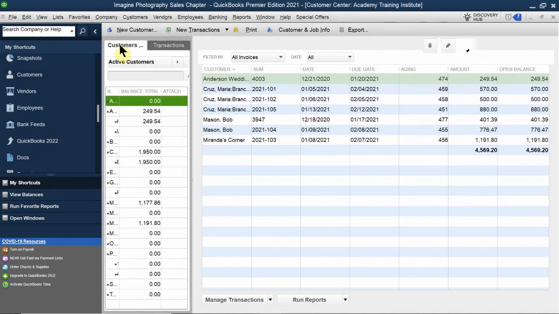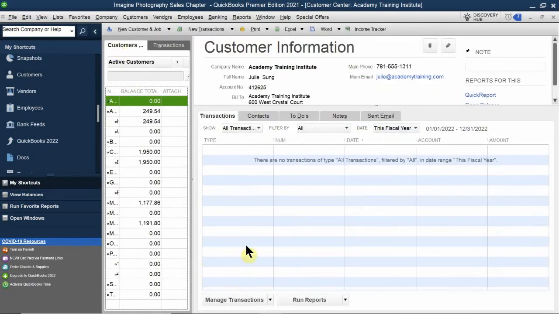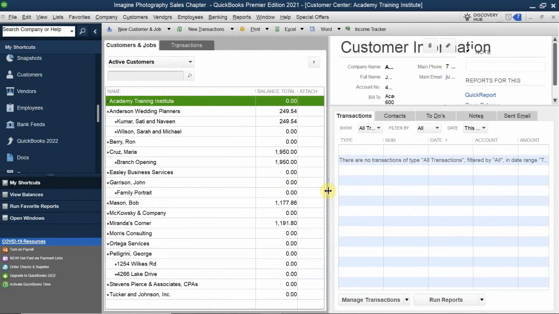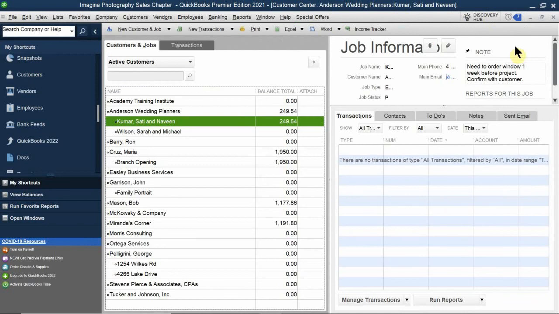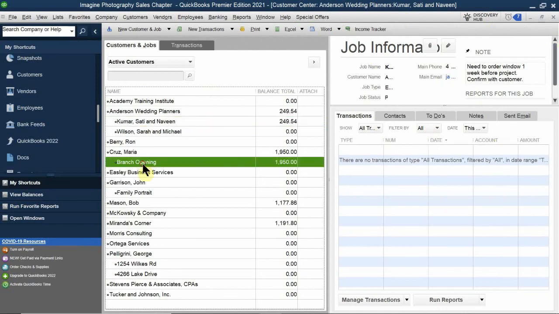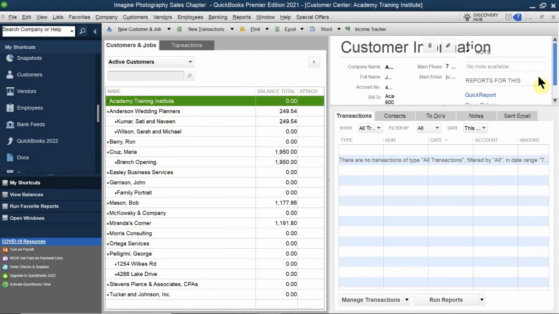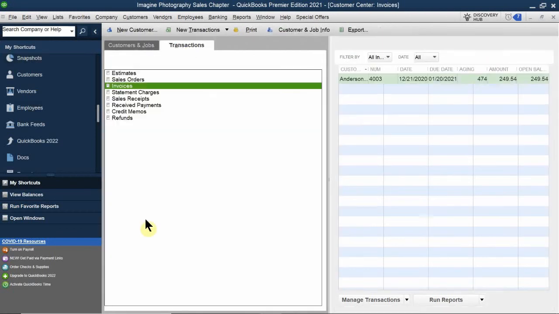This customer center looks identical to the vendor center. You have a list of all the customers with their respective account balances. And when you click on them, on the right side, you have an overview of who they are, okay? So for example, Anderson Wedding. This is the customer profile. And then right below that is a list of all the transactions that you have with this customer, okay? You also have the means to be able to view transactions here as well.